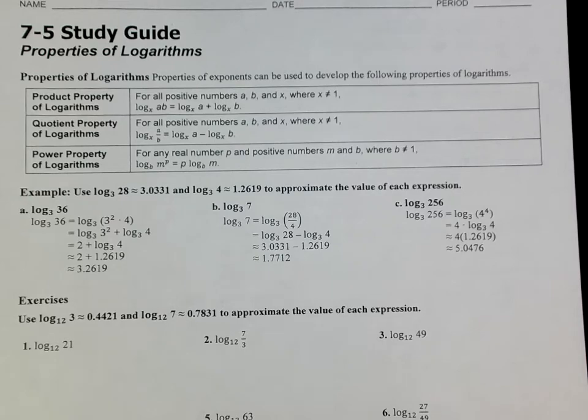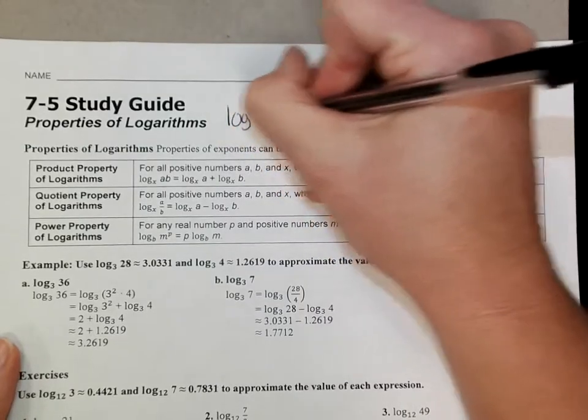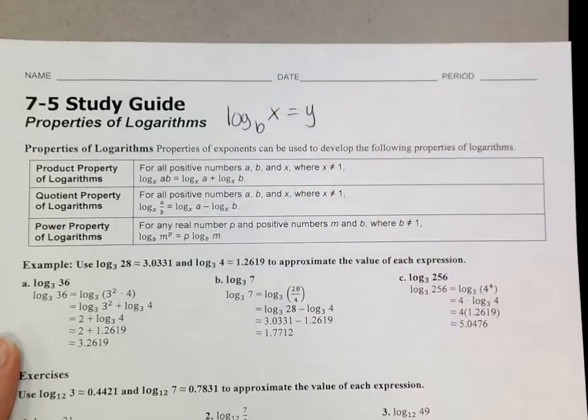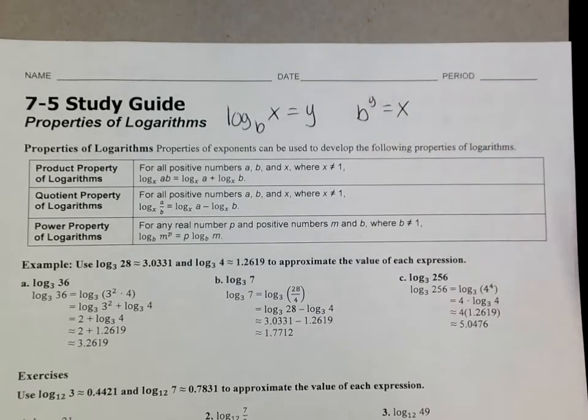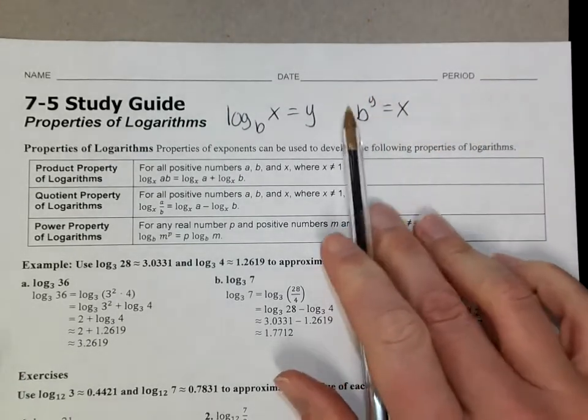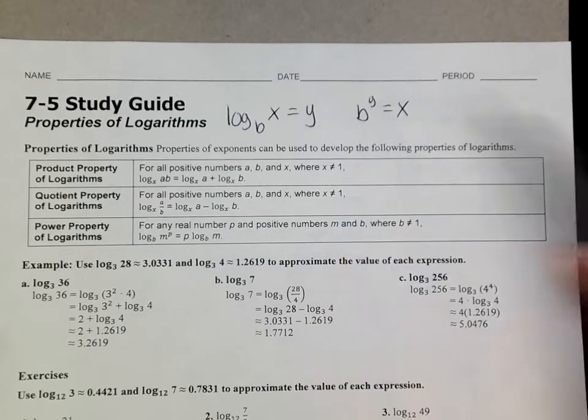One thing that I like to mention here is that if you, again, think about what a log is. So log b of x equals y. When you rewrite that, that's b to the y power equals x. When you're talking about logs, you're really talking about exponents.